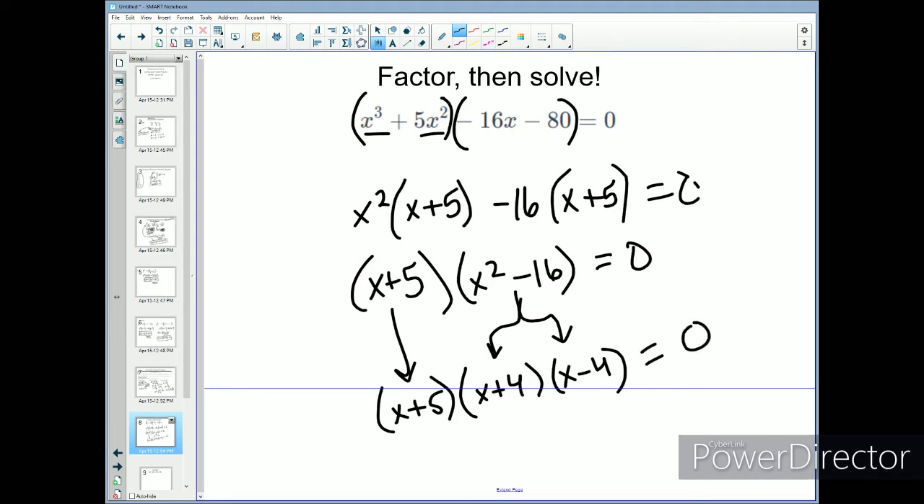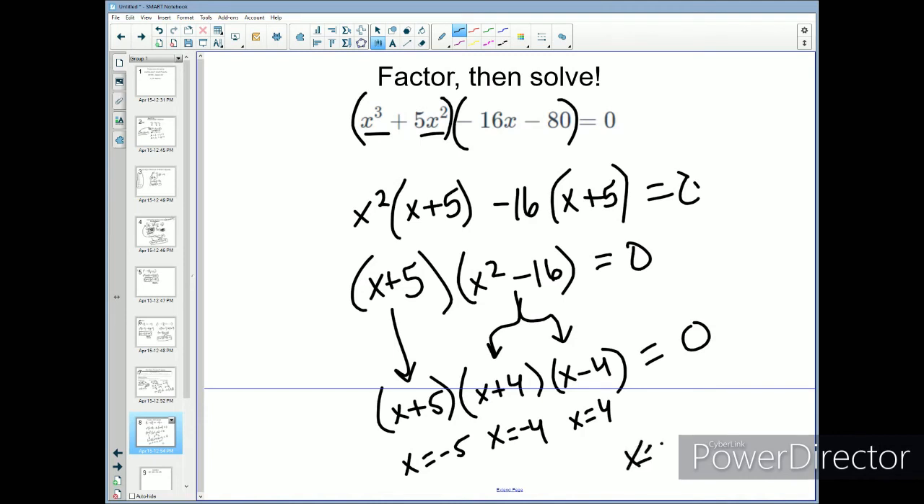This is the same as the previous slide, except this time we're dealing with three factors. But nothing's changed. We're still looking at each factor to see how we can make it equal to 0. X plus 5 is equal to 0 when x is negative 5. X plus 4 is equal to 0 when x is negative 4. And x minus 4 is equal to 0 when x is 4. You can probably see the pattern here. When x doesn't have a coefficient, it's just going to end up having the value of the opposite of what's being added to it or subtracted from it. All right. So negative 5 here, negative 4 here, positive 4 here. That's our solution set. And that's all there is to it.